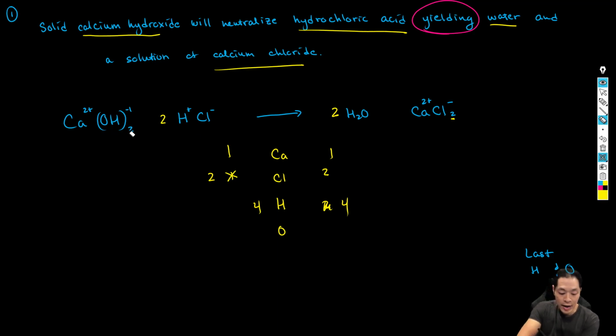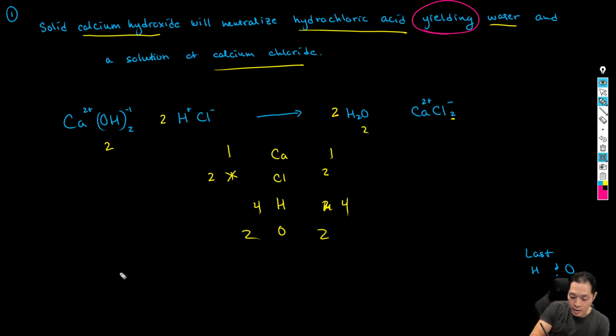For oxygen, I have 2 times 1, which is 2. So I have 2 OHs, so that's 2 oxygen here. 2 times 2, I also have 2 here. So I am balanced. So there I am. I'm going to rewrite it properly without the charges. I'm going to do it in pink.